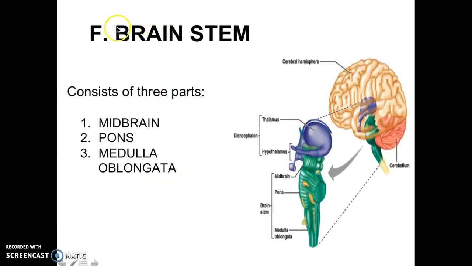Okay, so what we were just talking about was the cerebrum. Now we're going to talk about the brainstem. Your brainstem is made up of the midbrain, pons, and the medulla oblongata. So the midbrain was right here. Your pons is a circular structure that sticks out, and then the medulla oblongata. To see the midbrain, you have to take the temporal lobe and lift it up in order to see those two structures.